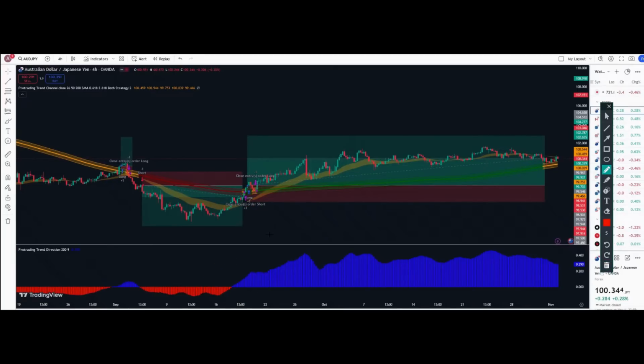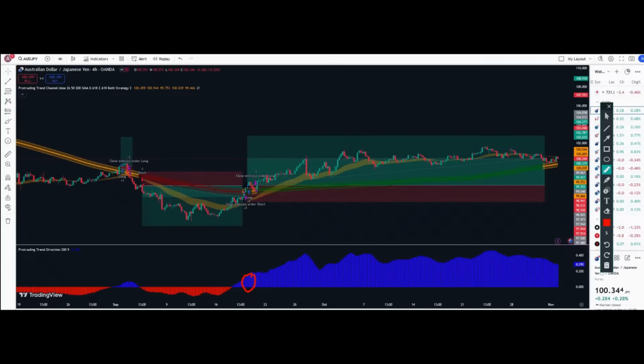Let me take this again. The first thing you need to make sure is that price is currently trading above the channel and above the cloud. This is step number one. Step number two, you need to make sure that the color of the Pro Trading Trend Direction is blue, as you can see on my chart. Once you have these two, it means you currently have a clear buy signal.